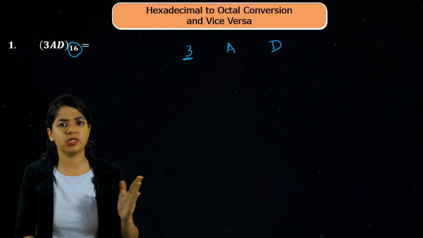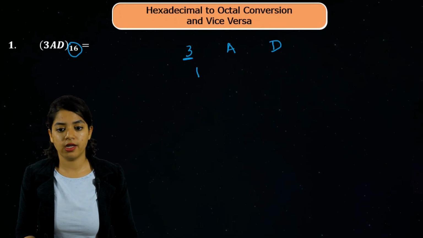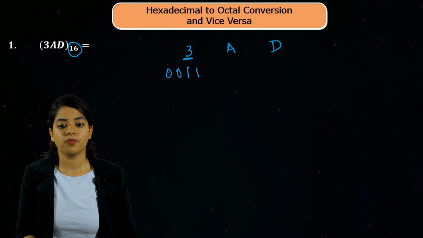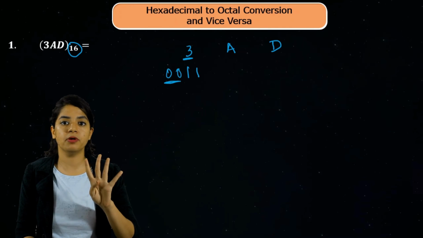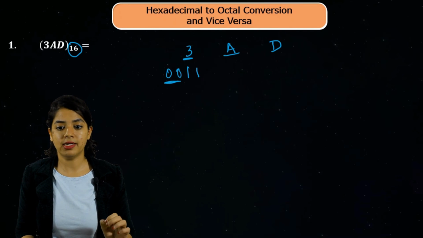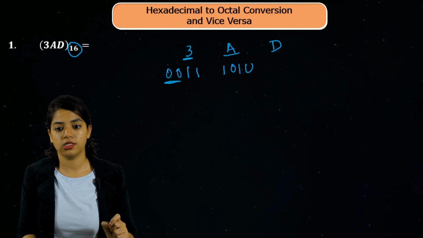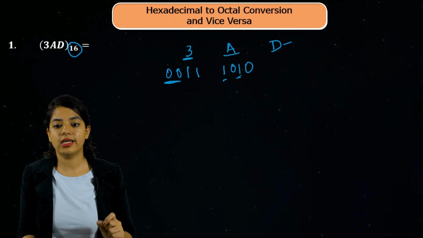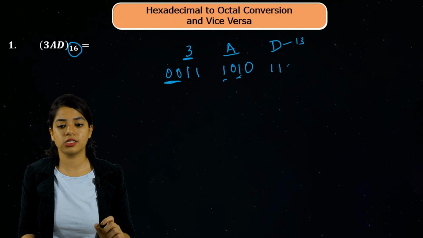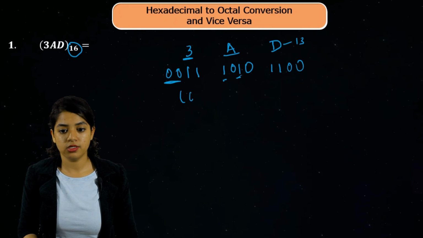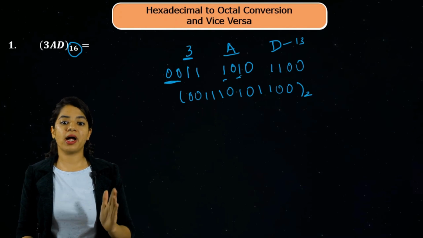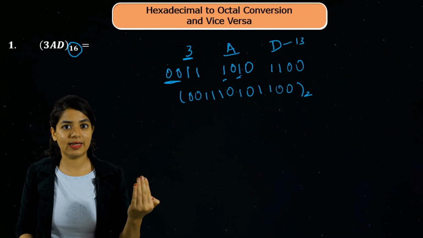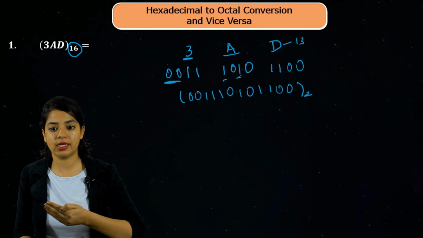So how is 3 represented as a binary number? 0011. Why did we prepend these zeros? Because we have to convert these numbers into 4 bits of binary. And this A is nothing but 10, so 8 and 2, 1010, and D is nothing but 13, so 1101. Let's write this number: 0011 1010 1101. So now this is the binary number of 3AD. So 3AD in hexadecimal is converted into binary like this.